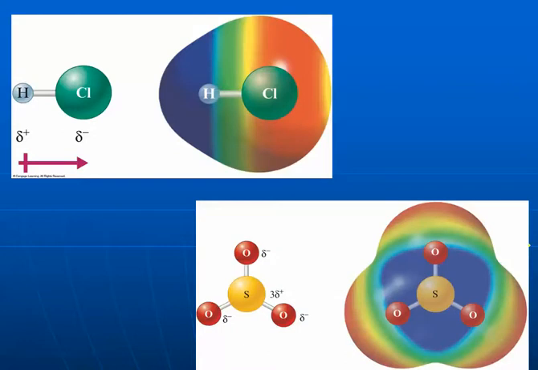Here's a couple of other molecules. We've got HCl here. We have just two atoms in that molecule, and they are different, so their electronegativities are different, and one atom pulls more than the other. So we do have a dipole moment in this molecule, the electrons being pulled towards the chlorine here.